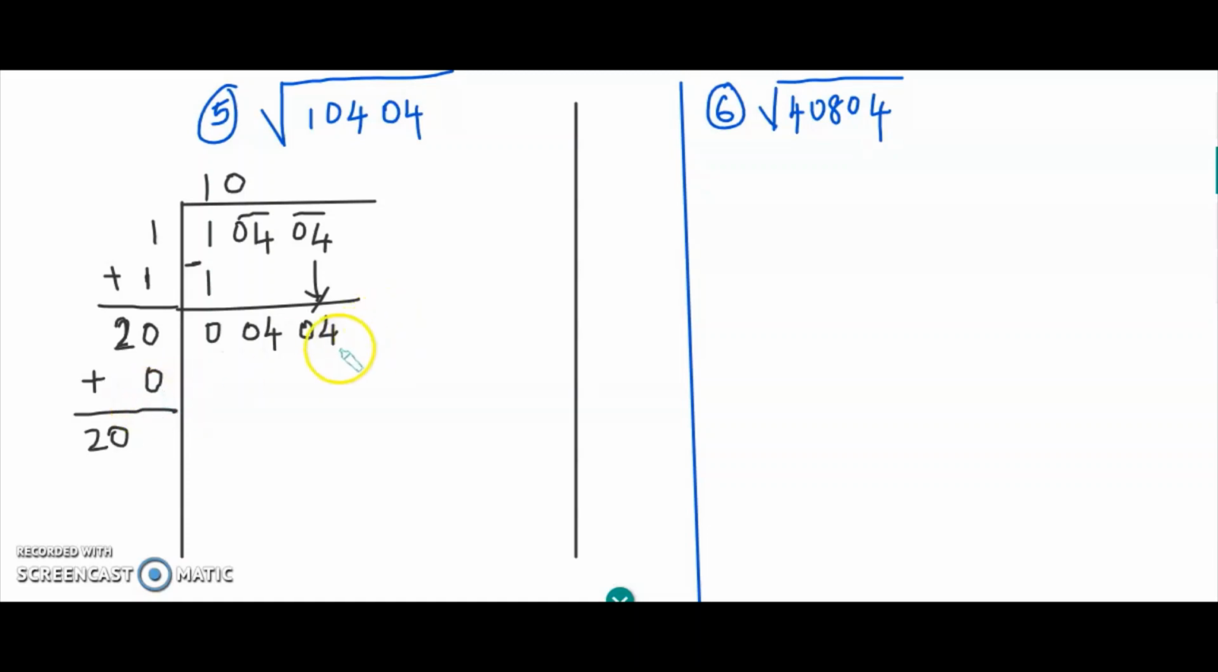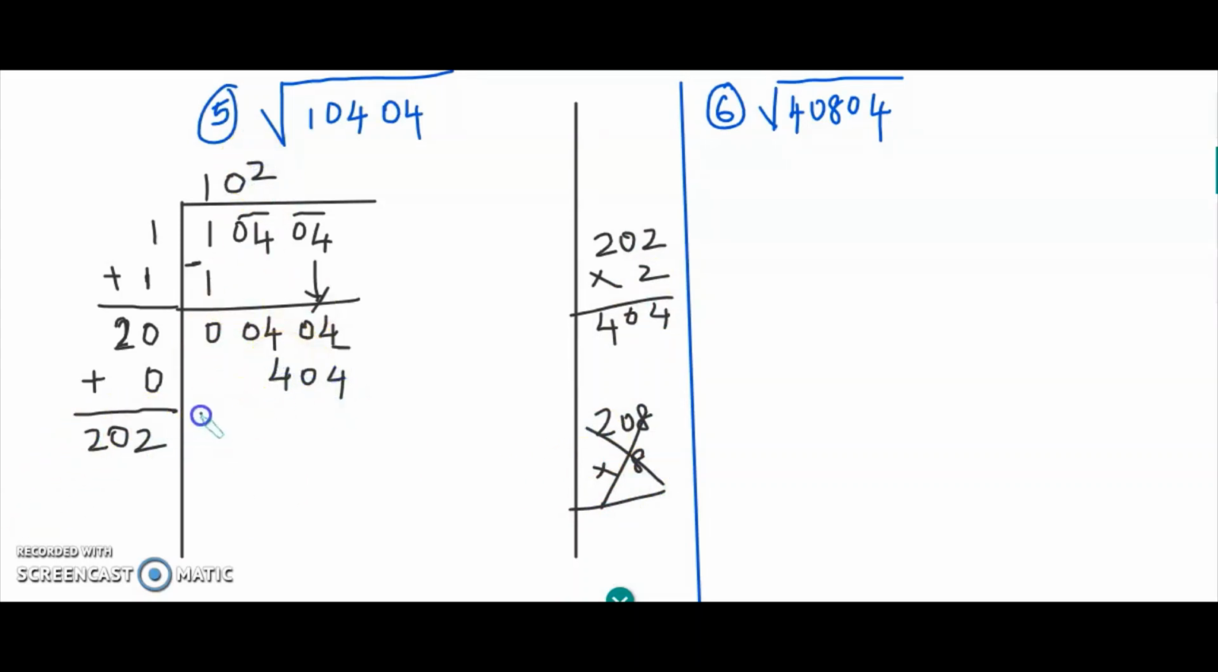Okay. Now, the last digit is 4. So again, 2 2s are 4 and 8 8s are 64. So 202 multiplied by 2, or I'm going to try 208 multiplied by 8. Let's start. This is 404. So I got it, right? So I'm not going to try the 8s. So leave it. So 404, subtract and 0. So my answer is what? 102. Hope this is clear.